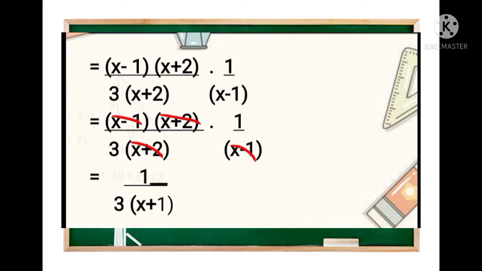Next, divide by common factors. So, cancel out x minus 1 and x plus 2. And the remaining is 1 over 3 times x plus 1. Then the answer is 1 over 3 times the quantity of x plus 1.